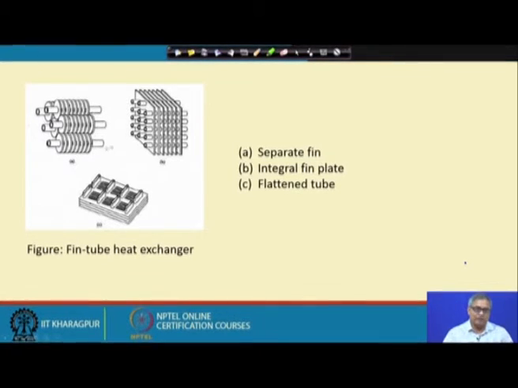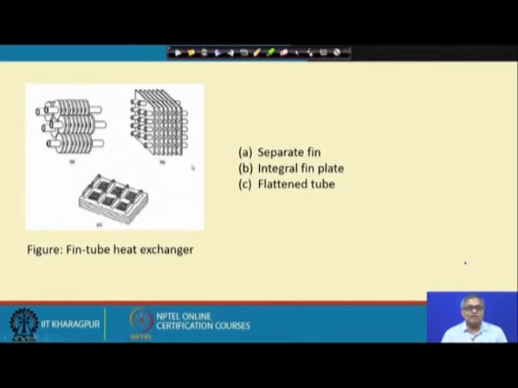First thing, you see how this concept of compactness has increased. First, there were bare tubes. On the bare tubes we have provided a number of fins. Then the interfin gap, where there was no material, we have abolished by providing an integrated fin plate. Then we have made these tubes flattened, and on this fin plate we have provided louvers or some sort of perforations or some surface feature which is good for mixing.